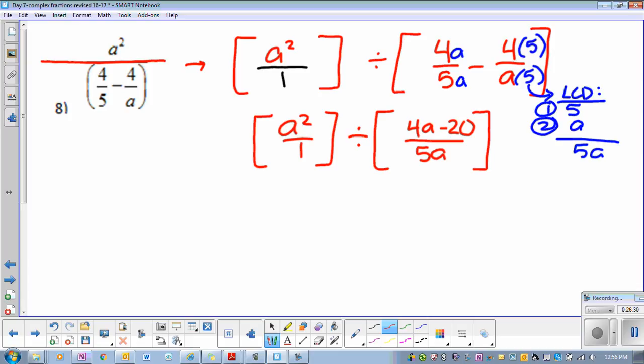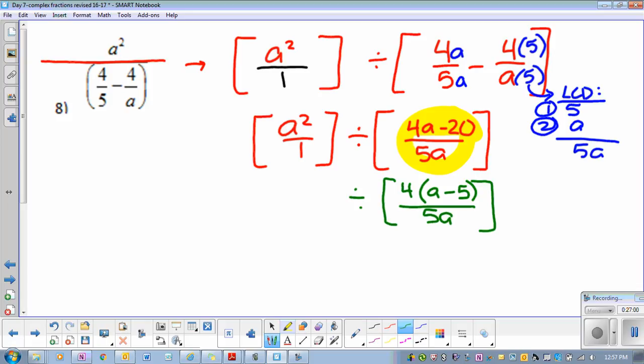Good. So let's give everyone a chance to catch up. All right. So here we go. Dylan was saying, the second one here, the denominator, if you look, this 4a minus 20, well, you can factor that, right? So this is actually going to turn into 4 times a minus 5 over 5a. I'm just going to rewrite everything because we got to keep everything organized.